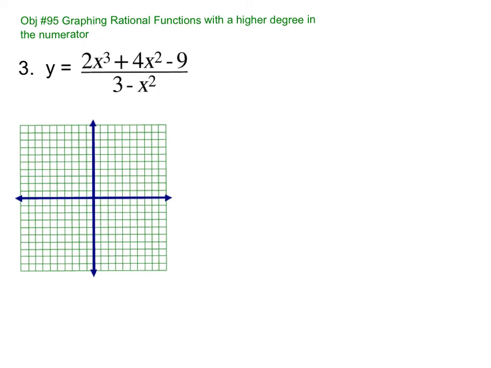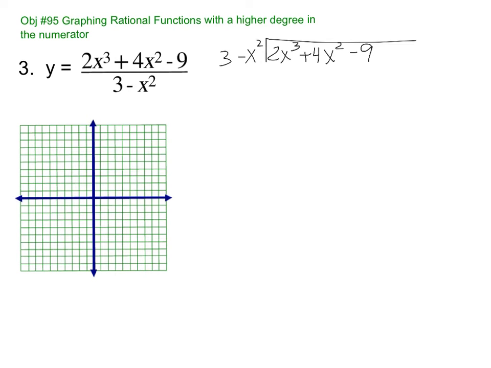All right, so last problem. This is the hard one. Pause the video, do your long division, rewrite the problem. All right, so I'm going to do 3 minus x squared into 2x cubed plus 4x squared minus 9. Now, notice you have to do long division for this one. You're not able to use synthetic for this if you have been using synthetic.